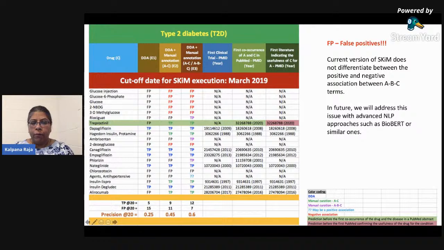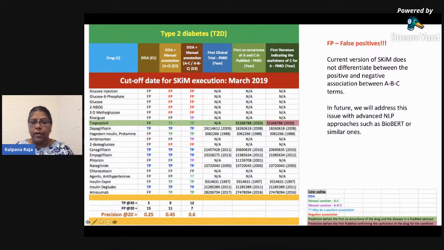So I want to share type 2 diabetes from the 22 conditions. The cutoff date is March 2019. I'm showing only the top 20 predictions made by SKiM. The most interesting one is treprostinil. This drug is found to be useful in treating type 2 diabetes, and it was published in the year 2020. We made the prediction in March 2019.